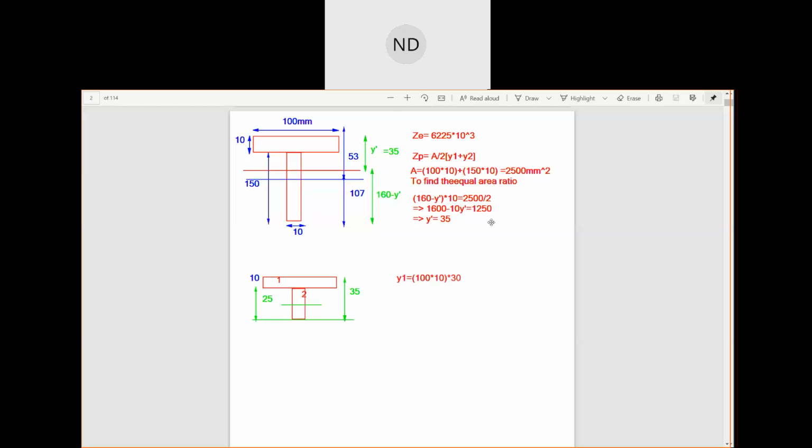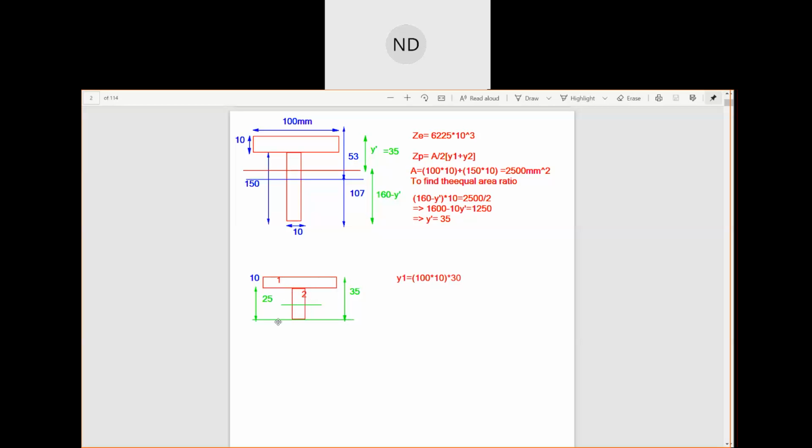Okay. So what were we doing? Yeah. So y1 is how much? We have to find out this y1 and y2. Okay. So we know this is our equality axis, which is 35. Now to find out y1, you have how many members above this?